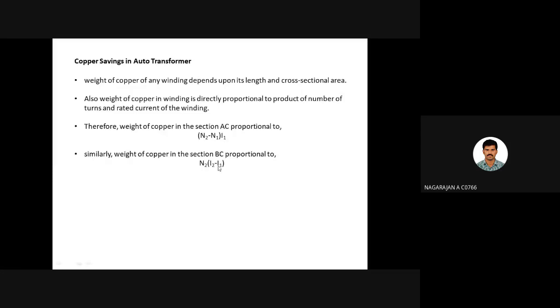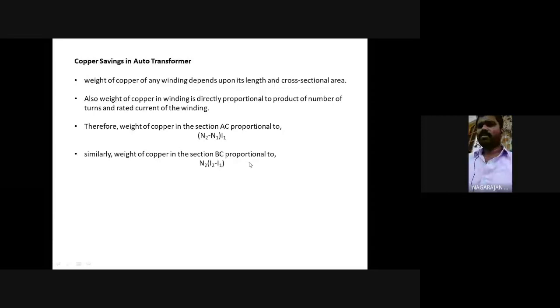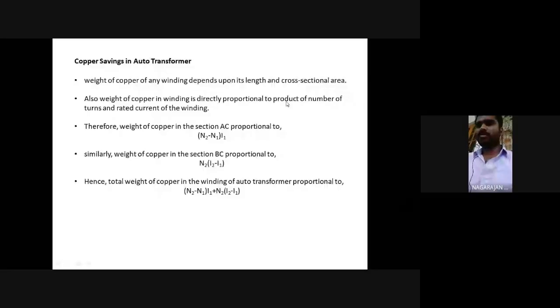Copper, and for the B portion it is N2 into I2 minus I1, the current passing through the second portion, that is what is connected across the load. Okay, and the total copper used in an auto transformer, so I have to divide the auto transformer portion by portion. Initially I have taken AC and the second portion is taken as BC. Now adding these, I'll get this equation.